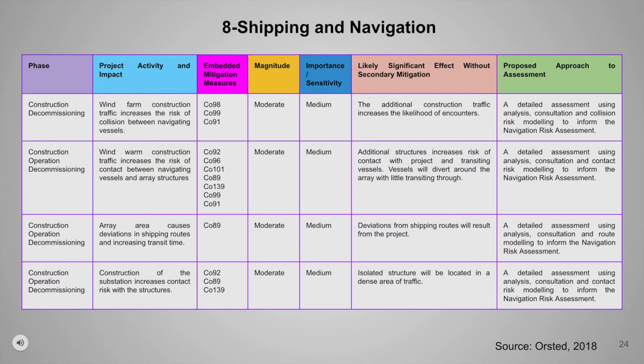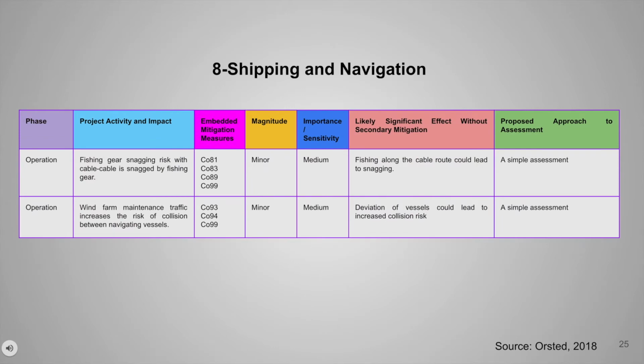Its likely significant effect is that additional structures which have not been fully commissioned increase the risk of contact with project and transiting vessels. Vessels will divert around the array with little transit through. In the operation phase, the project activity is fishing gear snagging risk with the cable. The impact is that the cable is snagged by fishing gear, and it has minor magnitude and medium importance. Its likely significant effect is that fishing along the cable route could lead to snagging.